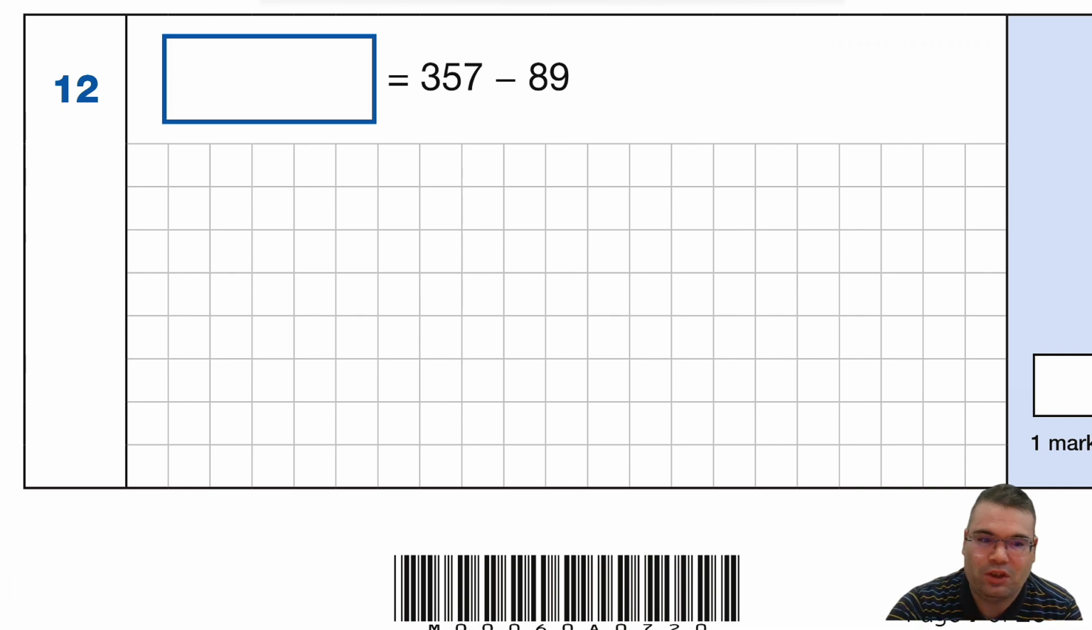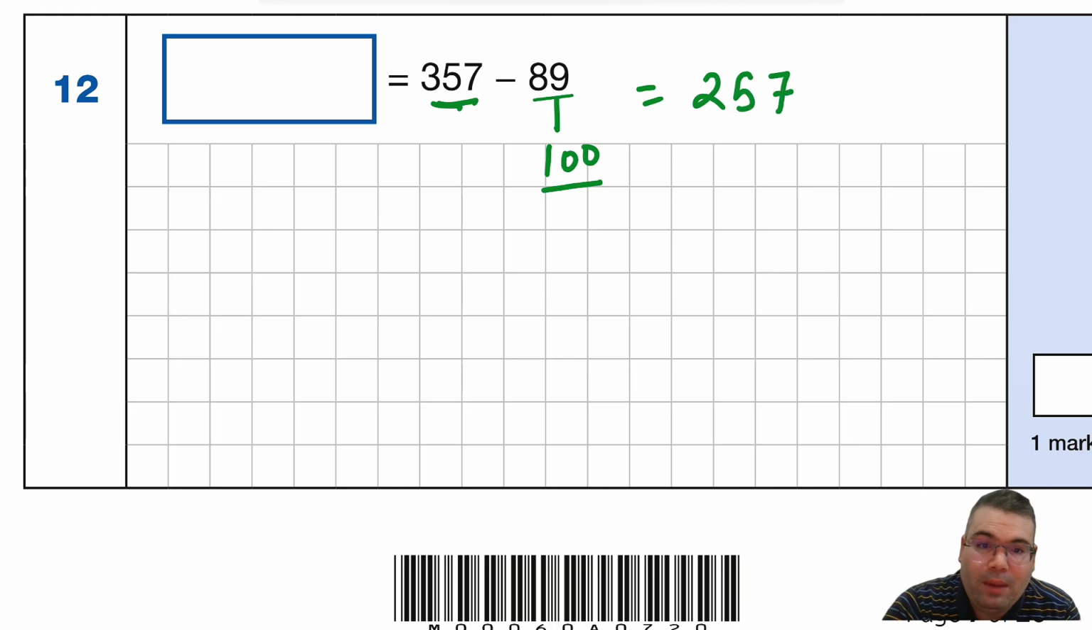Let's just do this question with a trick. 357 take away 89. Okay. So let's just do it. Let's make this 89 as 100, right? Now 357 take away 100 is very easy. 257. Why we make it 100? Because 100 is very easy to subtract. Now just see, while making it 100, 89 we have written 100. So we have written 11 extra.